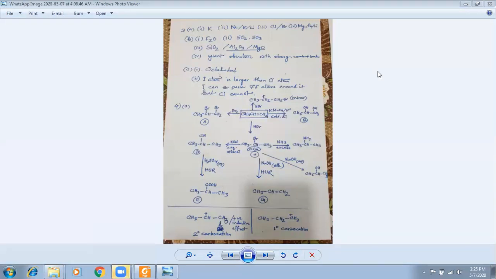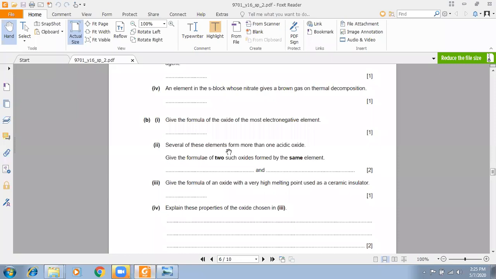Okay, so look at this one. I have written the answer here. Potassium, you match the answers. Give the formula of the oxide of the most electronegative element. So we have given F2O. Then let us come to the next question.